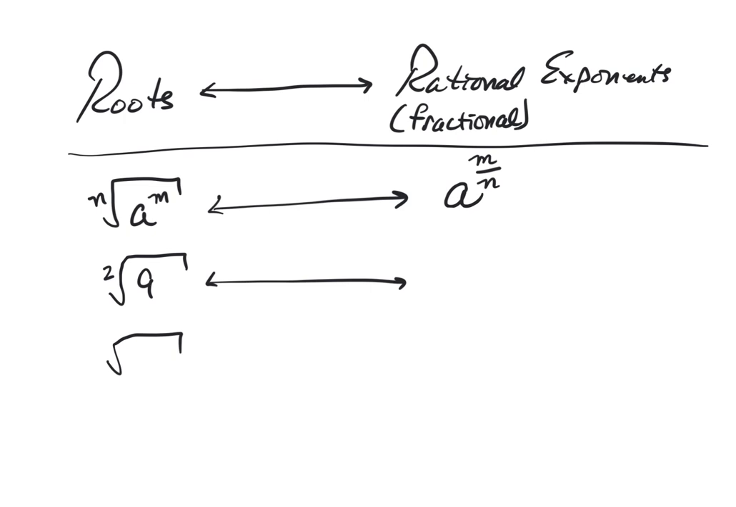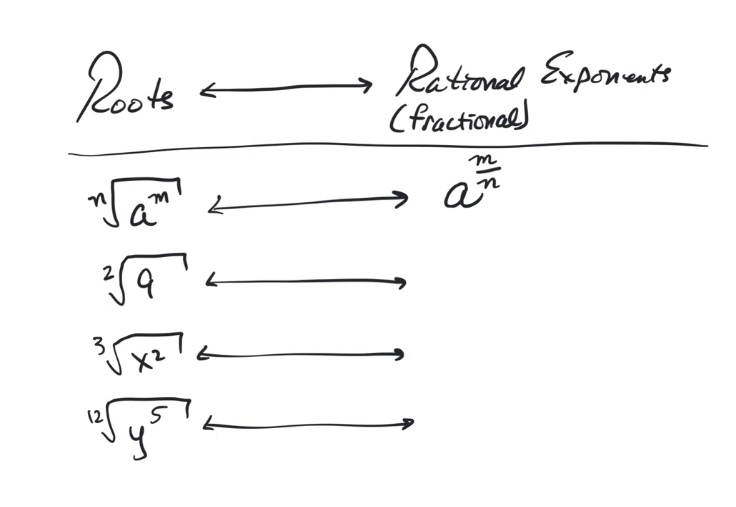What if I gave you the third root of x squared and asked you to turn it into a fractional exponent? What if I gave you the 12th root of y to the 5th and I wanted you to turn it into a fractional exponent? How would you do that? Well, the radicand stays the same. So the 9 stays 9. The x stays x. The y stays y. So the radicand just stays the same.